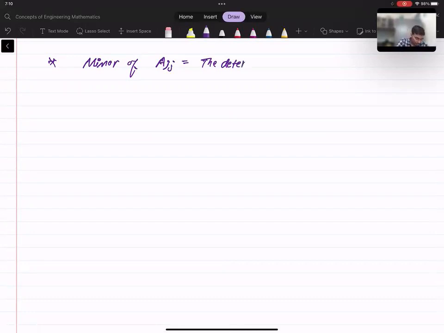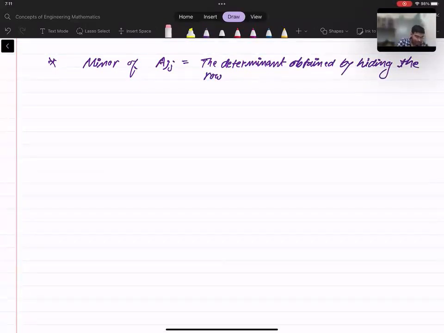So the determinant obtained by deleting or hiding the row and column, in fact the row and column to which Aij belongs.